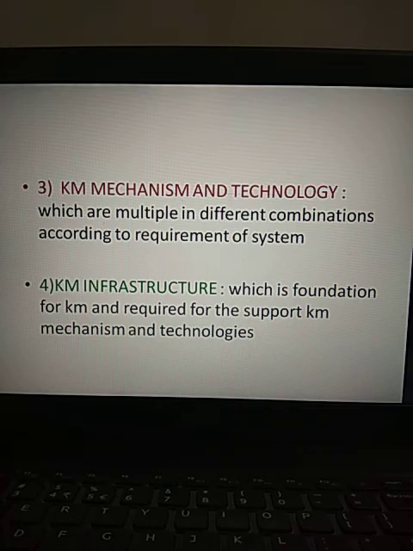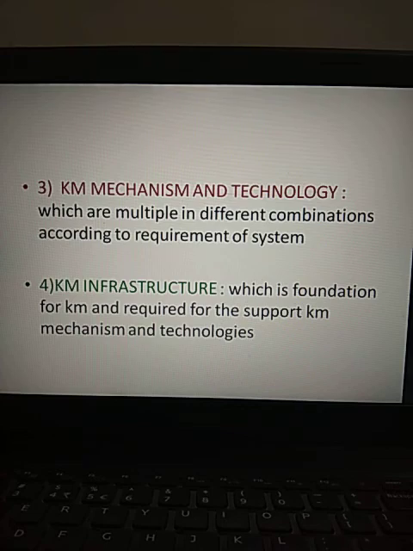The final one, the knowledge management infrastructure, is actually the support to all the above three areas. What are those? The knowledge management process, knowledge management systems, and knowledge management mechanism and technologies. Infrastructure is the foundation for knowledge management and is required for the support of the knowledge management mechanism and technologies. So here ends your fourth unit.